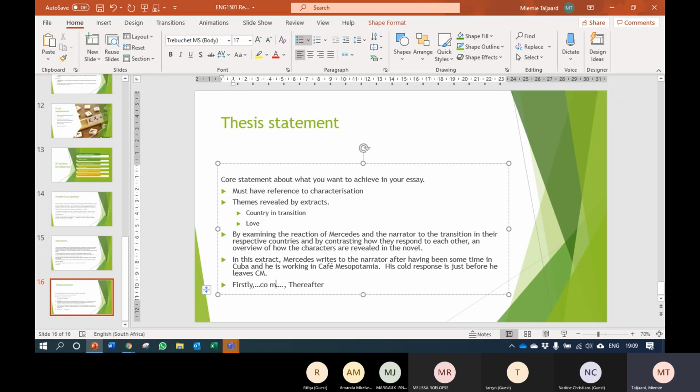So here we are going to have a comparison. We are going to compare how the one reacted, how the other one reacted. Thereafter, the narrator's behavior will be contrasted. Sorry, my typing is out. But do you see how these three things follow one another?